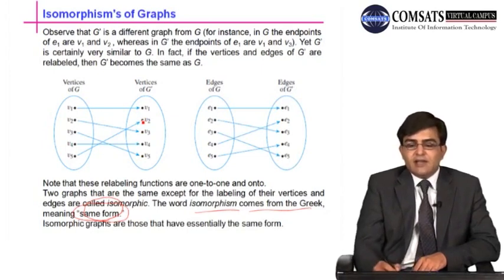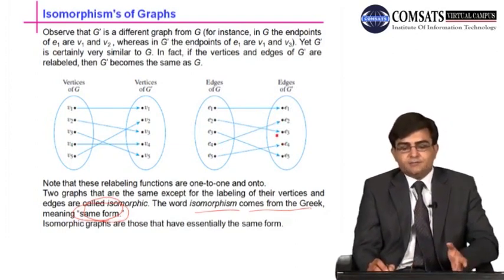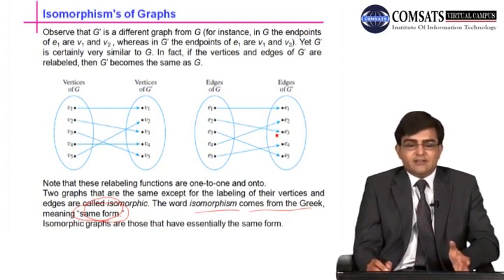And similarly, corresponding to this function on vertices, we also define a function between the edges. E1 remains E1, E2 becomes E3, E3 becomes E5, E4 becomes E2, E5 becomes E4. If we apply these functions, these relabeling functions, then the two graphs will become identical.